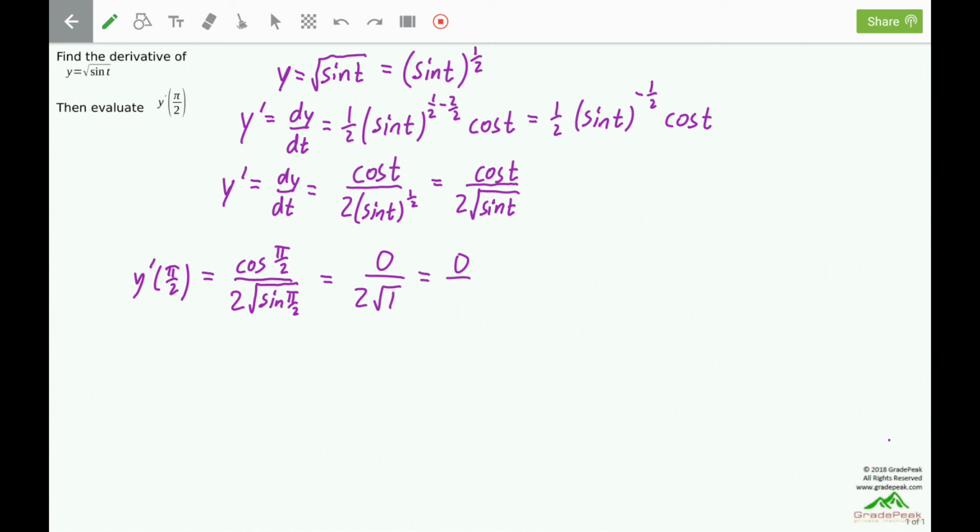And we'll have 0 over 2 times the square root of 1. Square root of 1 is 1 times 2 is 2. 0 over any non-zero number equals 0. So y prime of pi over 2 will be a 0.